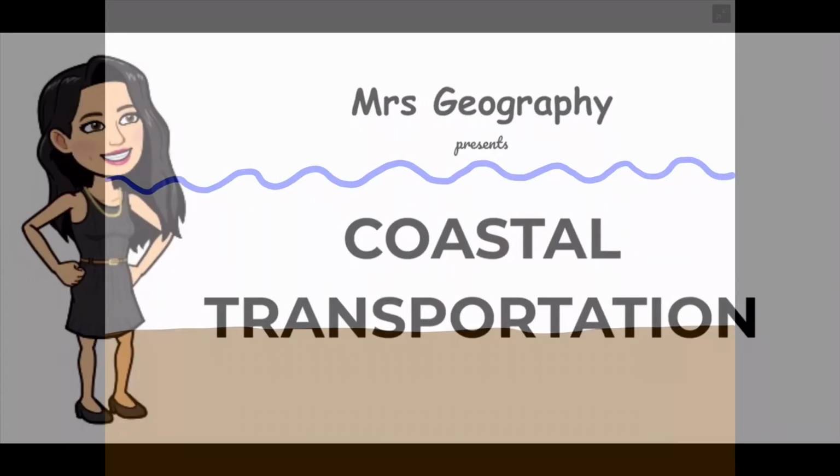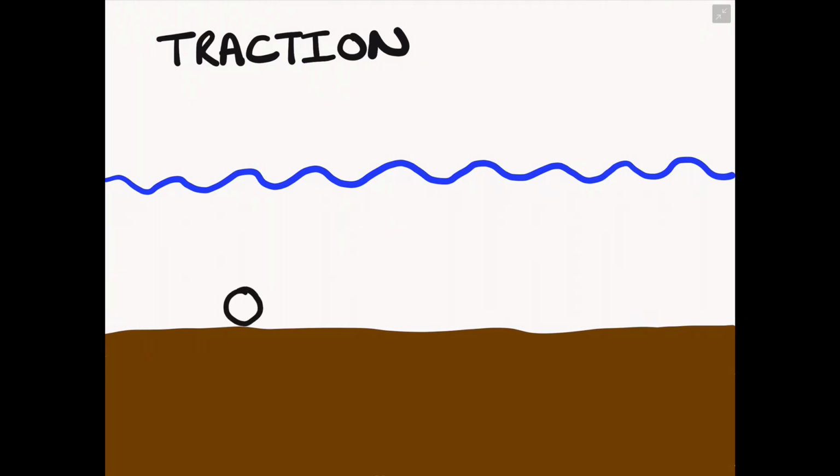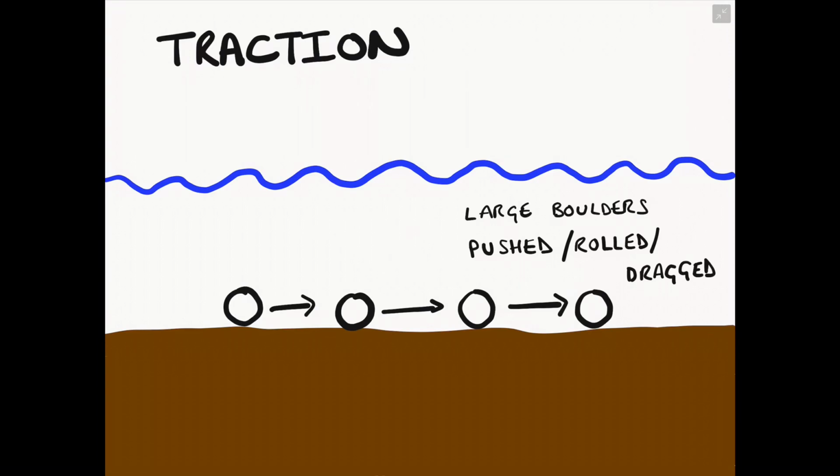There are four types of transportation processes operating along the coastline in the sea. The first transportation process is known as traction. Now, this involves large material such as boulders, really large stones, and they are constantly being moved along the seabed. Because of their weight, the waves only have enough energy to either push them, potentially roll them, or drag them along the seabed.